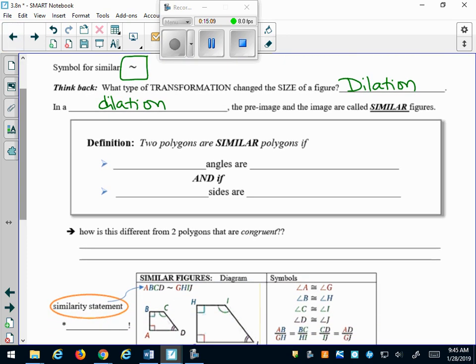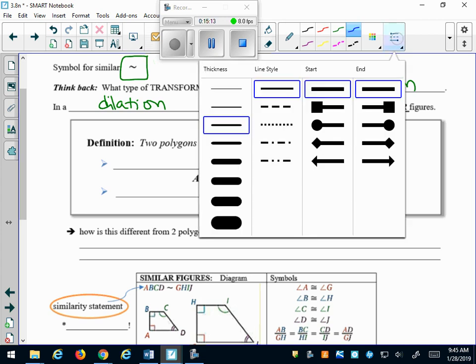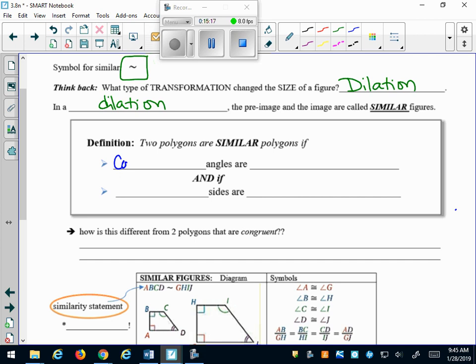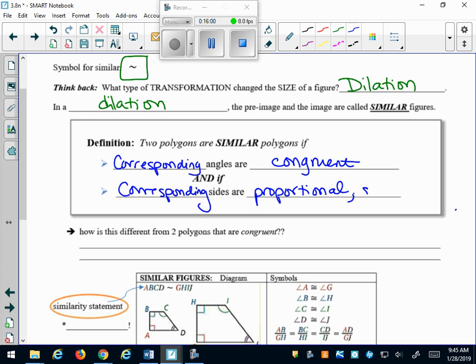So by definition now, two polygons are similar if corresponding angles are what? Congruent. Good. And corresponding sides, are we going to say congruent here? No, they're not congruent, but they actually all grow or shrink, right? Enlarge or reduce by the same ratio. The scale factor is the same. So we're going to say the sides are proportional. They're in proportion with each other. Same ratio. Same scale factor. All of this means the same thing.